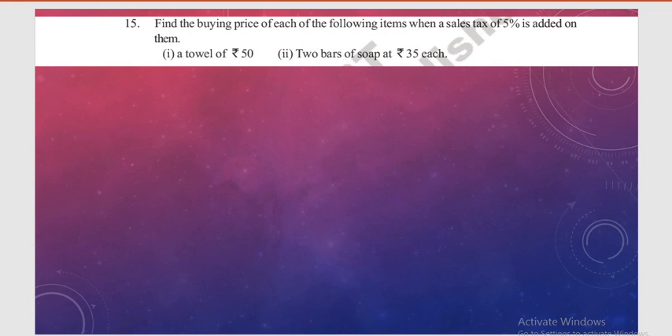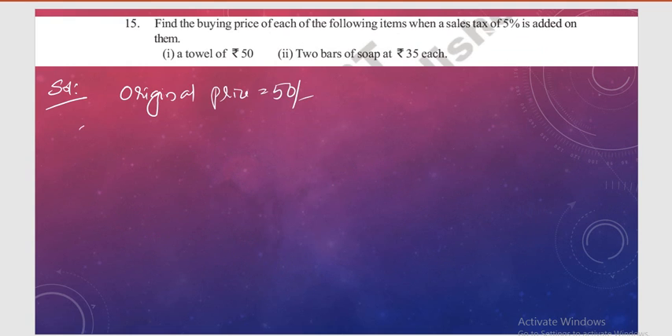Okay, next, moving on to question number 15. Now what has he given? Find the buying price of each of the following items when sales tax is 5%. So here 5% is added. A towel of rupees 50. So what is the original price of the towel? The original price is 50 rupees.